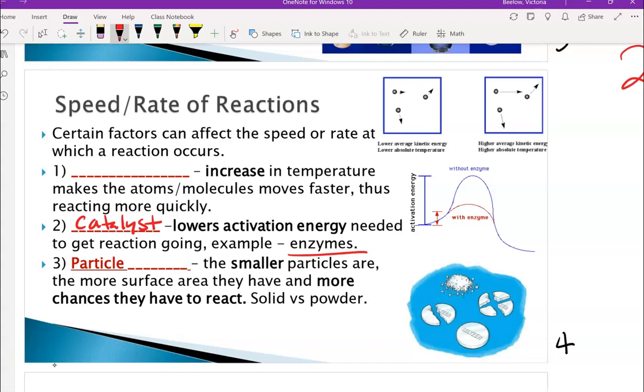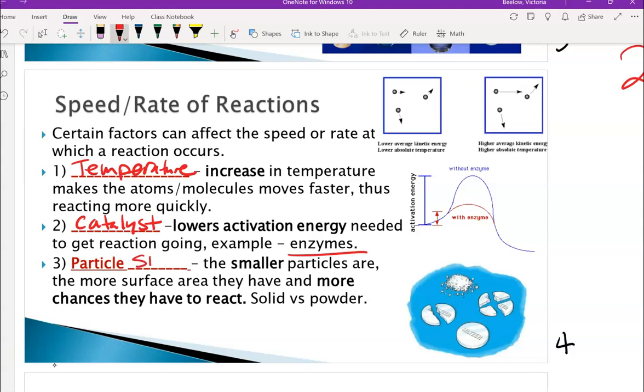Probably one of the most obvious ones is temperature. If you increase the temperature, that will make the atoms or molecules move faster, and then they can interact with each other faster and thus react faster. That's related to kinetic molecular theory. If you increase the temperature, you're adding more heat energy, so those molecules or atoms will have more kinetic energy, so they would move faster, interacting with each other faster, and thus reacting faster.